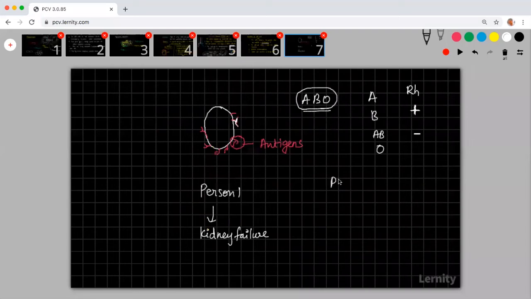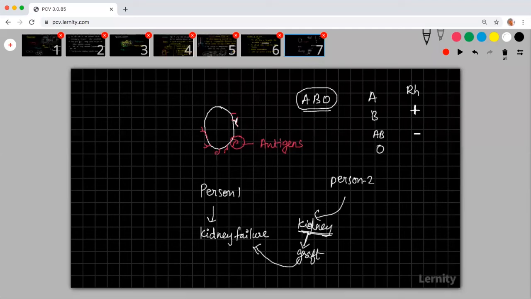So let us say that there is a person two. He is going to donate a kidney. This kidney is called a graft. A graft is a tissue which is being transplanted. While you're transplanting from this person to this person, it has to be accepted first of all.